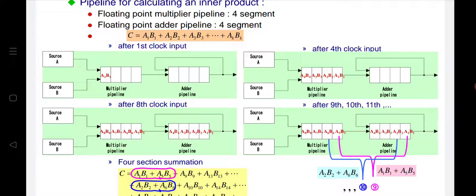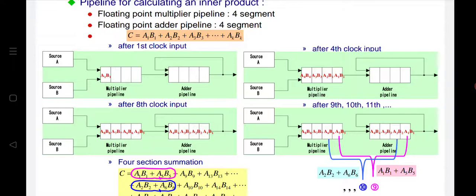In the first clock pulse, A1 and B1 will be in the first segment of the multiplier pipeline. In the second clock pulse, A1 and B1 will be moved forward, and A2 and B2 will come into the multiplier pipeline, so both values will be there. Again in the third clock pulse, you have A3 B3, A2 B2, A1 B1. In the fourth clock pulse, you have A4 B4, A3 B3, A2 B2, A1 B1.